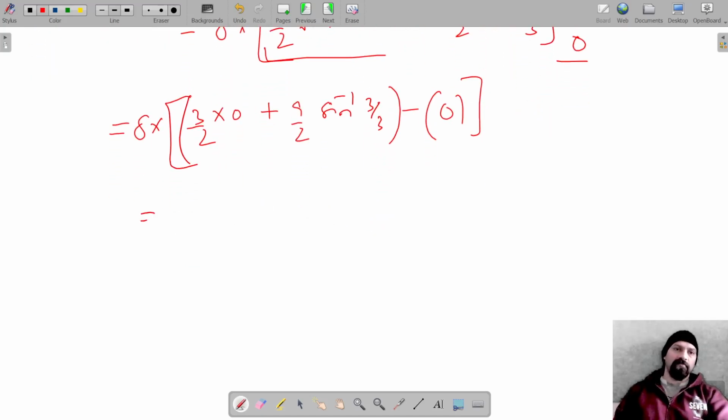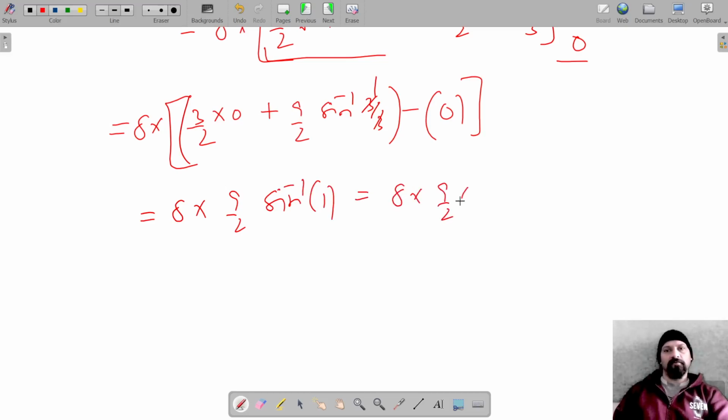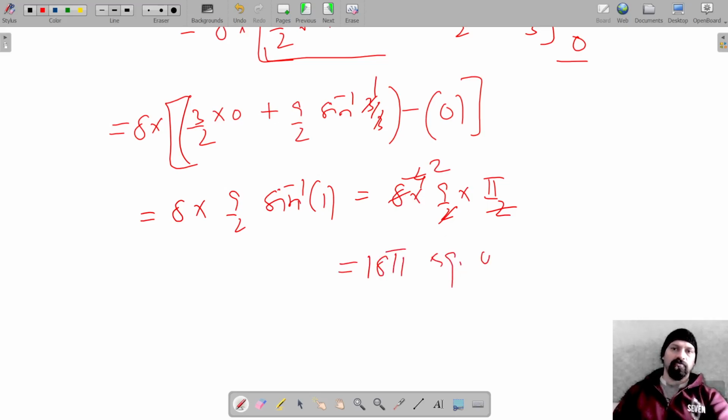Now finally we are left with 8 into 9 by 2 into sine inverse 1. The angle for which the value of sine is 1 is 90 degrees, which is pi by 2. So this is 4, 2, which gives me 18 pi. So 18 pi square units is the area of the required region.